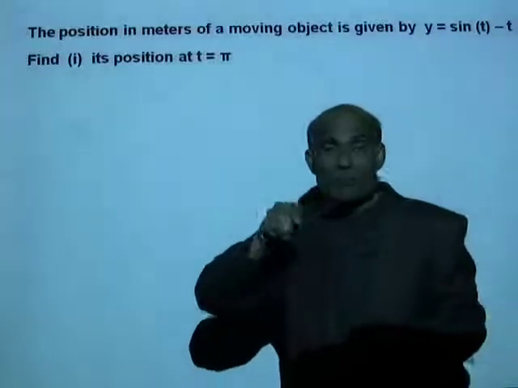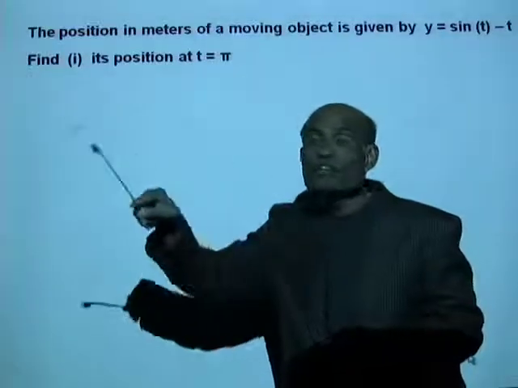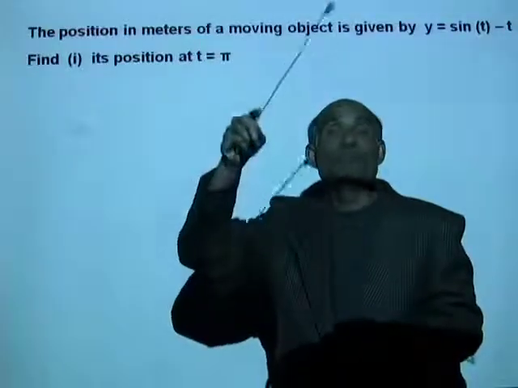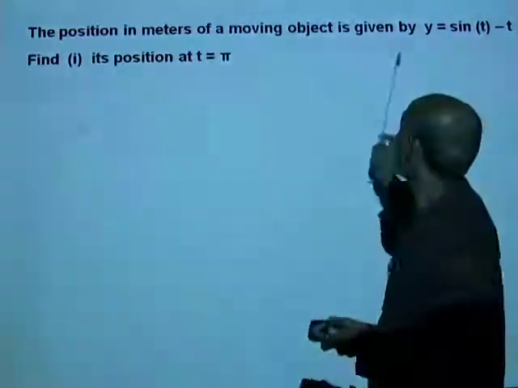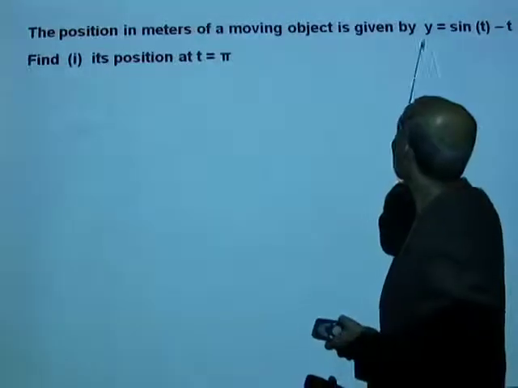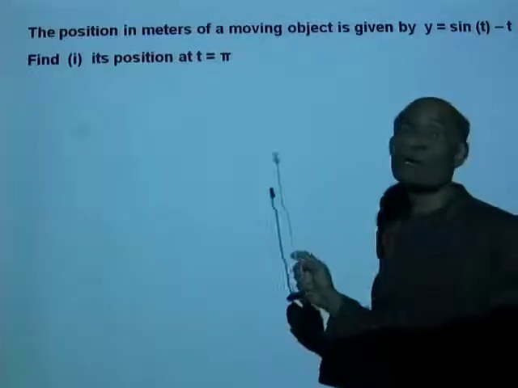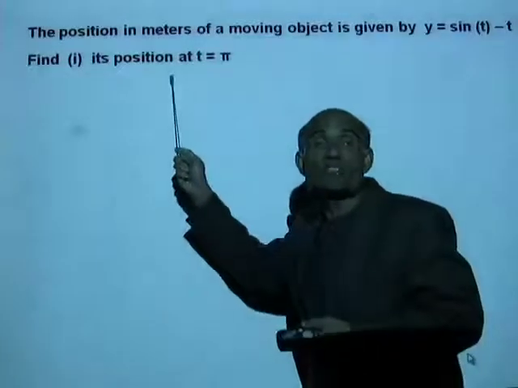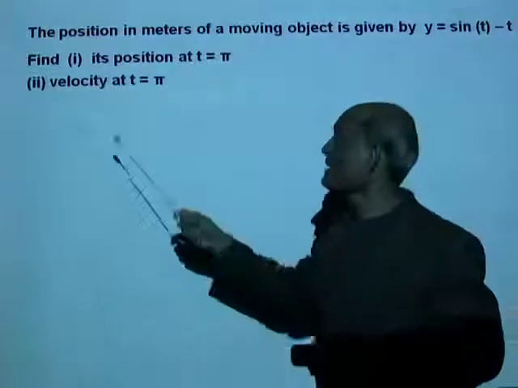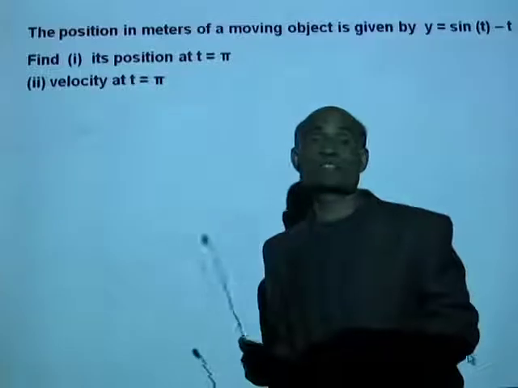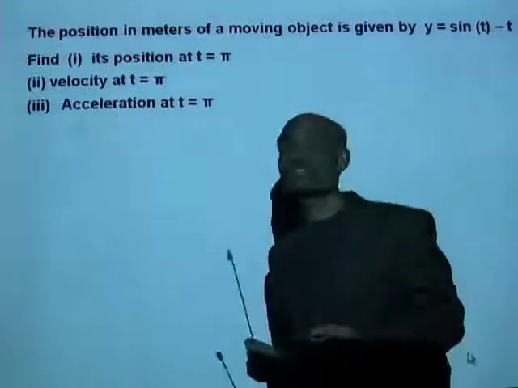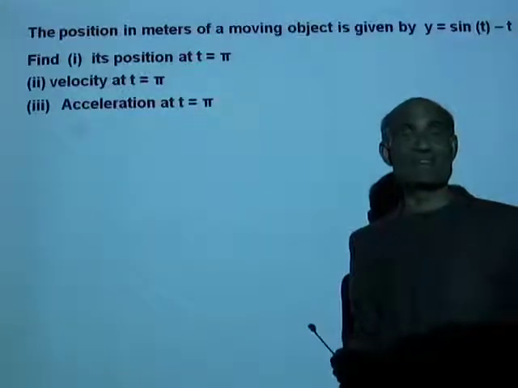Now remember, if an object is moving horizontally, we use x for its position. If an object is moving vertically, we use y for its position. Obviously, here we have an object moving vertically, and its position is given by sine t minus t. What is its position at t equal to pi? And what is its velocity at t equal to pi? And what is its acceleration at t equal to pi?